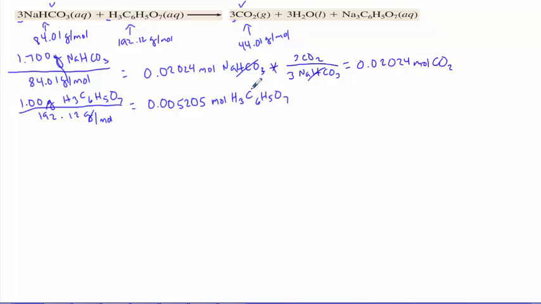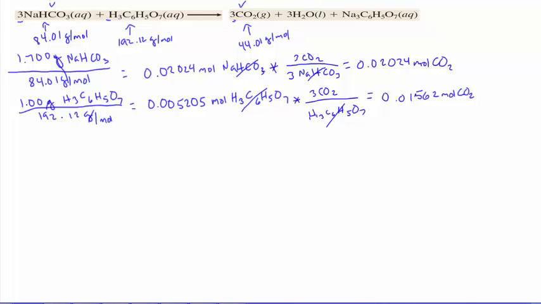Now let's do the exact same thing for the citric acid. Multiply by the molar ratio to figure out how much carbon dioxide that can produce. So 3 carbon dioxides on top, and we've only got one citric acid on the bottom. So when we multiply this across, citric acid will cancel, times 3, so we get 0.01562 moles of carbon dioxide.